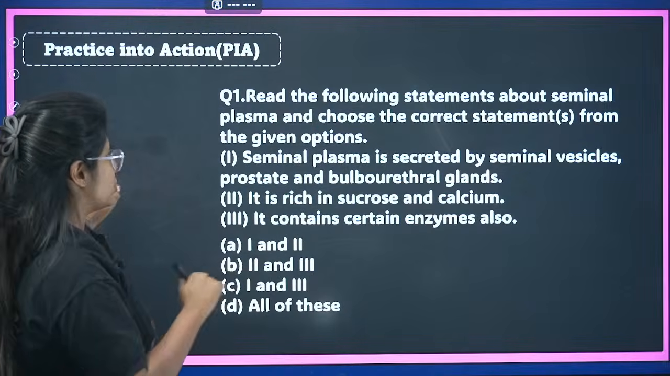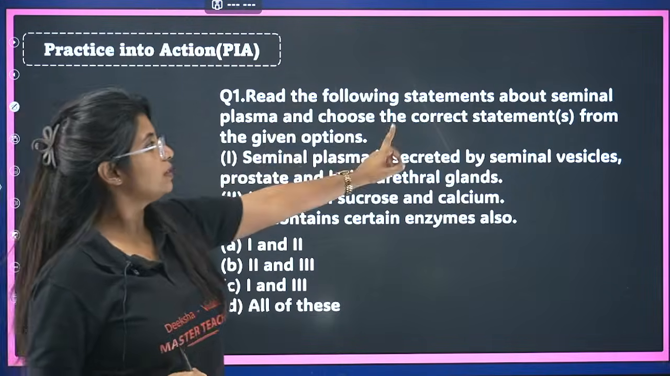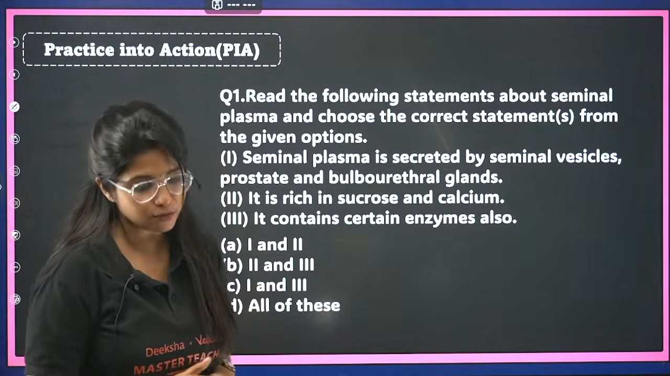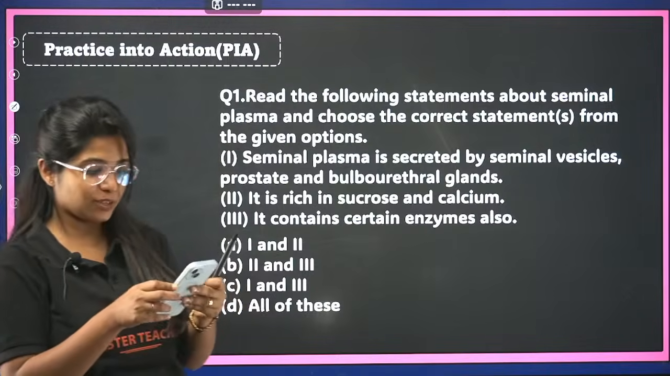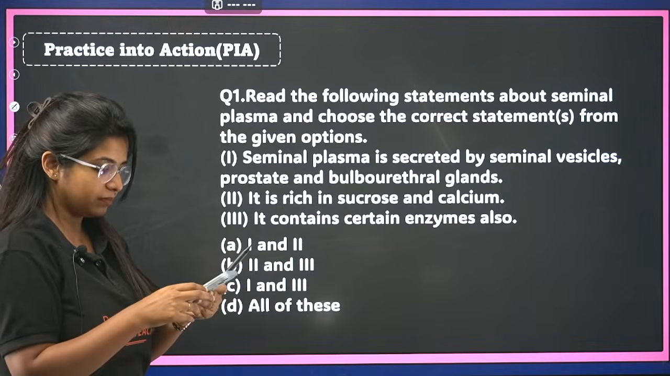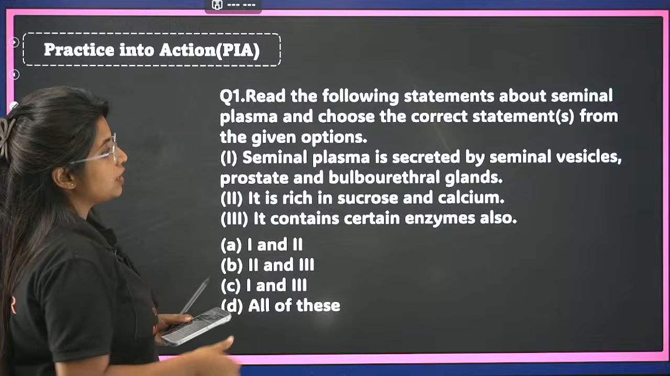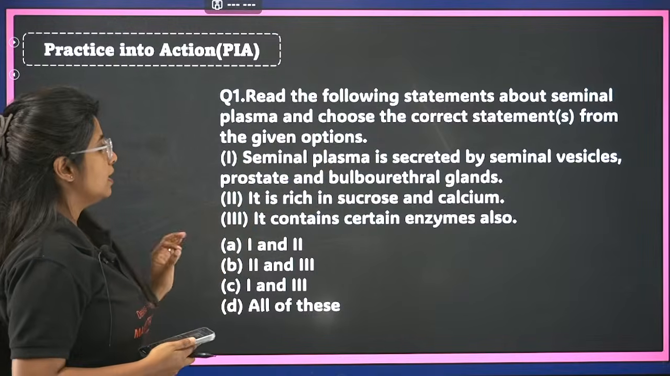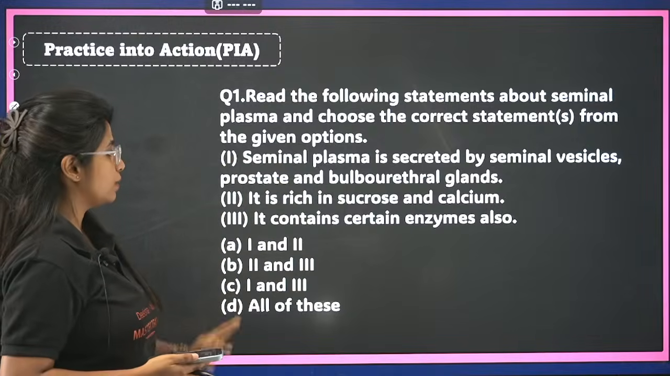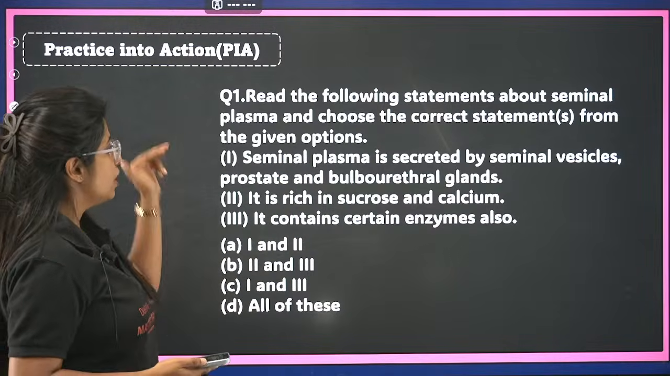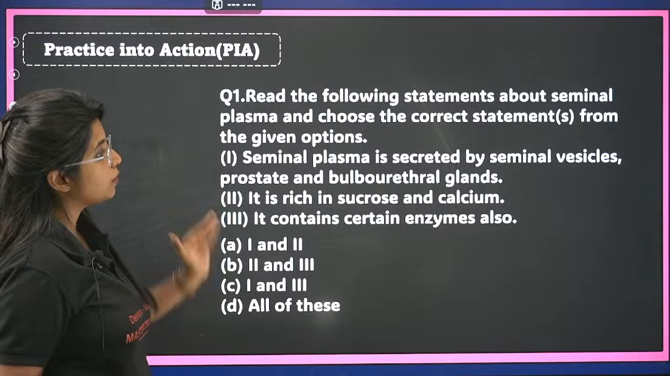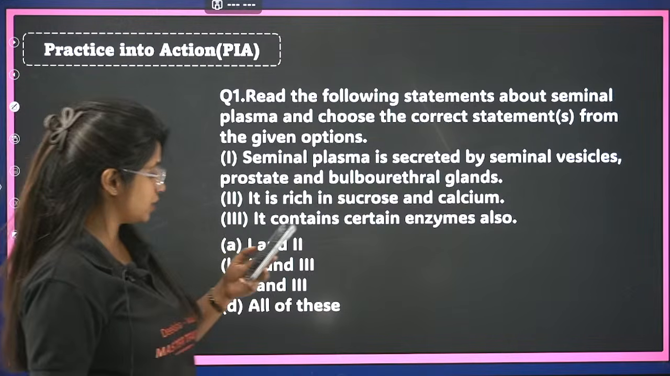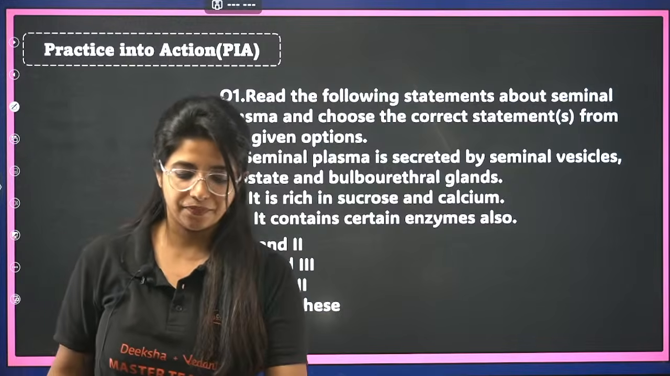And now solve this question as well. Read the following statement about the seminal plasma and choose the correct statement from the given options. This is for you. You have to solve this question and give me the answer. Seminal plasma is secreted by the seminal vesicles, prostate and the bulbourethral gland. It is rich in sucrose and calcium. It contains certain enzymes also. Three options are given. You have to tell me which of them are correct. Someone said C is the answer for this question. Is it? Okay. What about others?